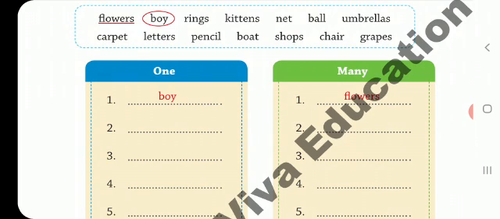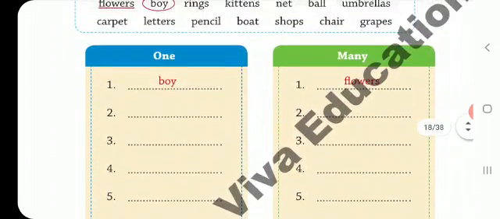Carpet is singular. You have to circle it and put it in the blue box. Letters, it ends with an S, so we are talking about more than one. You have to underline it and put it in the green box. Pencil is single. Boat is single. So both of them have to be circled and put in the blue box. Shops.